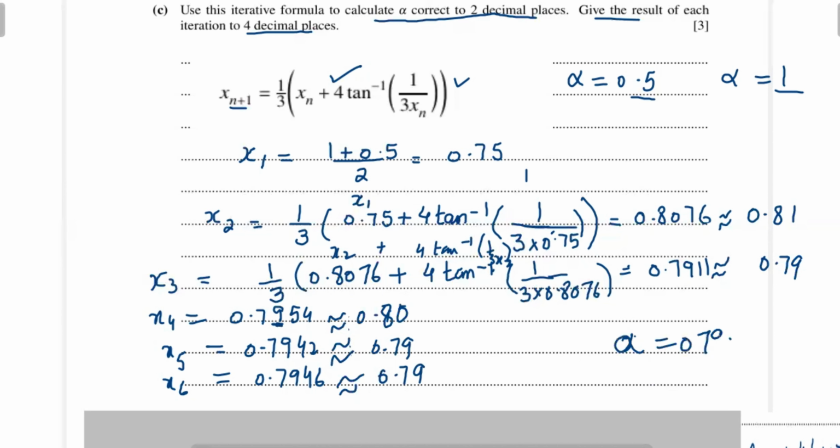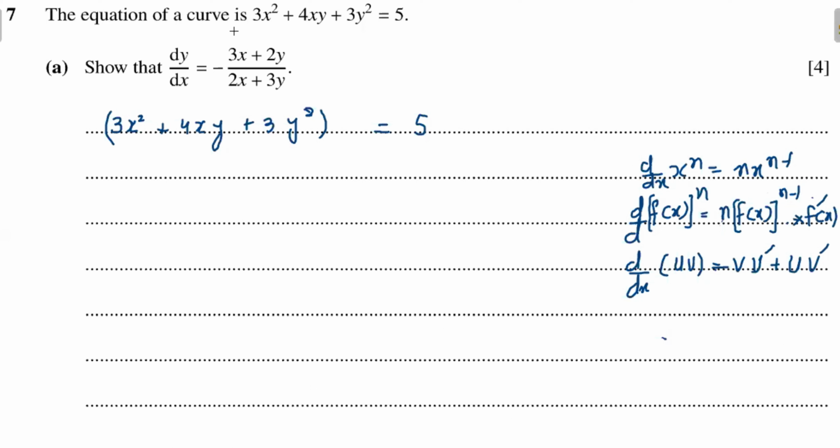We write it here. Question 7, the equation of the curve is 3x squared plus 4xy plus 3y squared equal to 5.